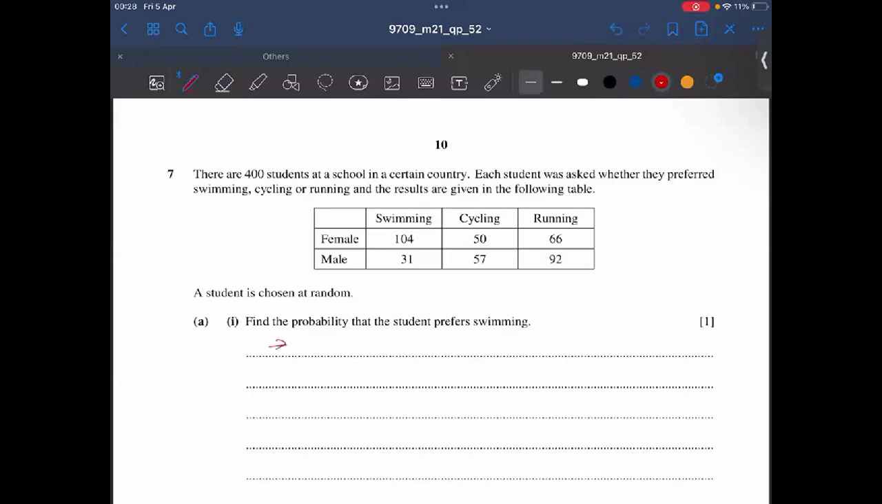104 over 400 plus 31 over 400. 135 divided by 4.